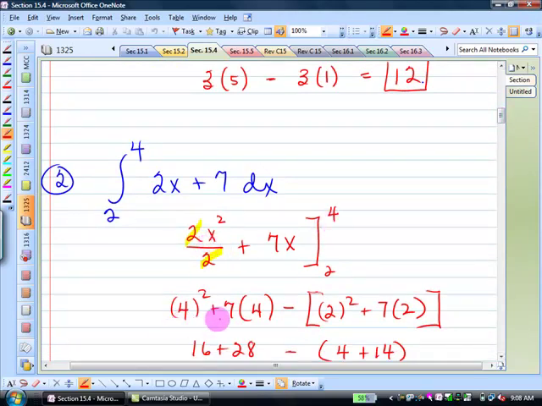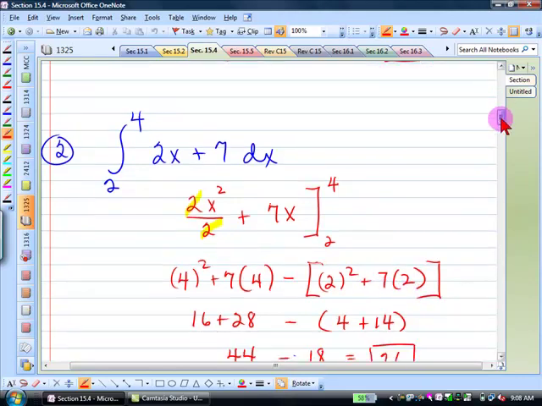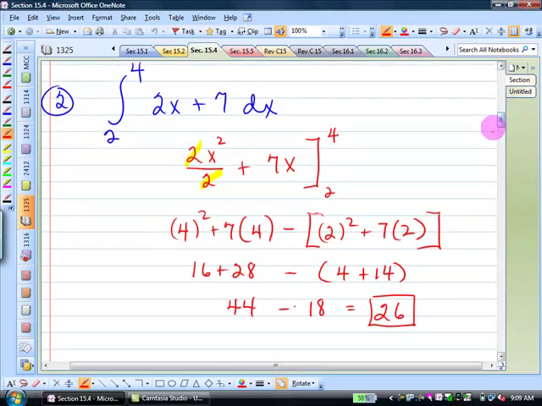So that's 4 squared plus 7 times 4 minus, and here's where I'd caution you. You're subtracting that whole bunch of stuff on the right. Put it in brackets so that you're going to remember to subtract all those pieces. Minus 2 squared plus 7 times 2. Do your little arithmetic and your algebra, whatever it takes. You have 16 plus 28 minus 18. So you end up with 26.